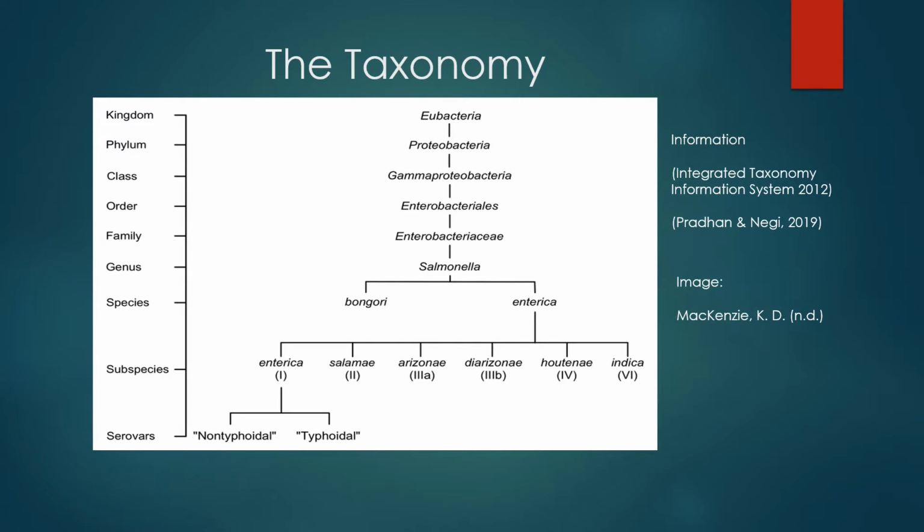So let's talk about the taxonomy of Salmonella. It belongs to the kingdom Bacteria, further categorized into the subkingdom Negibacteria. The bacteria is within the phylum Proteobacteria, the class Gamma Proteobacteria, then the order Enterobacteriales, and then the family Enterobacteriaceae. Many taxonomists consider Salmonella to belong to only two species.